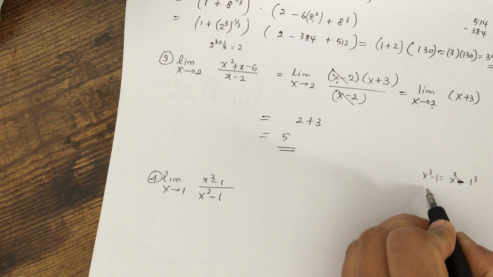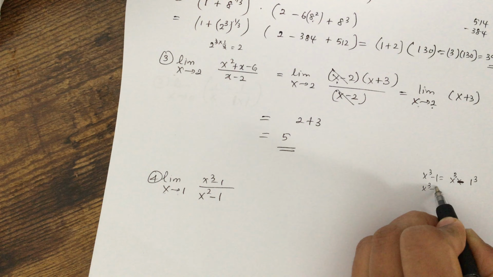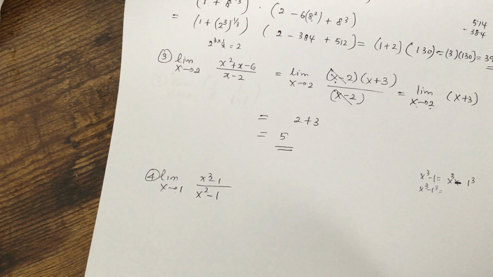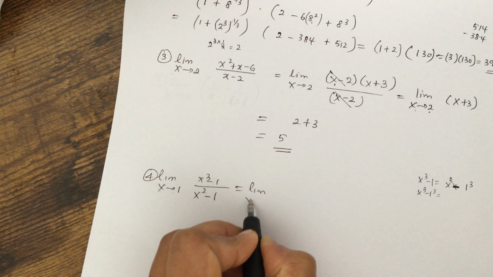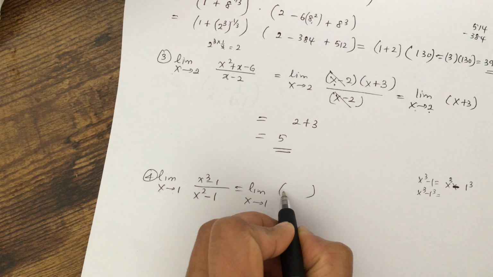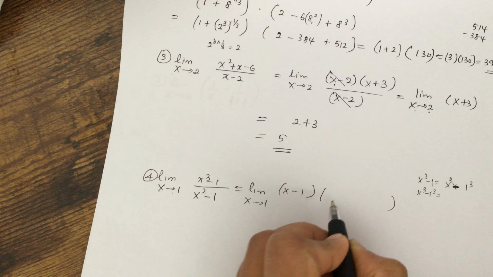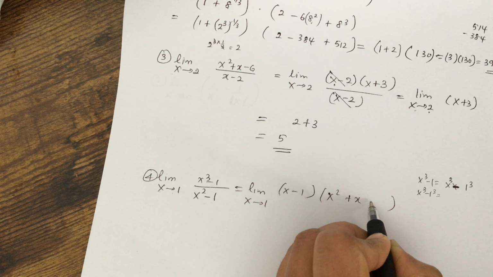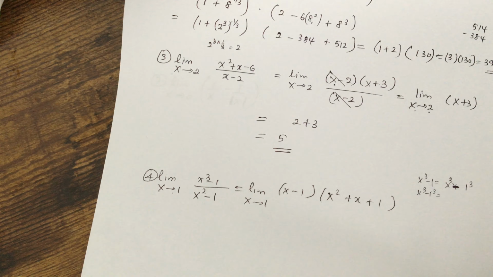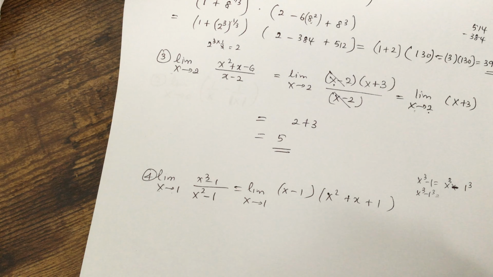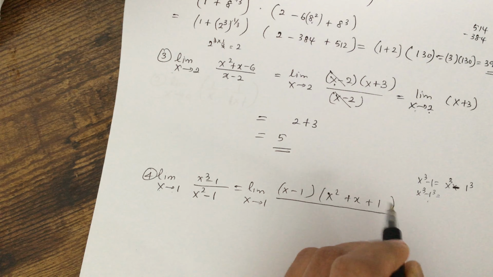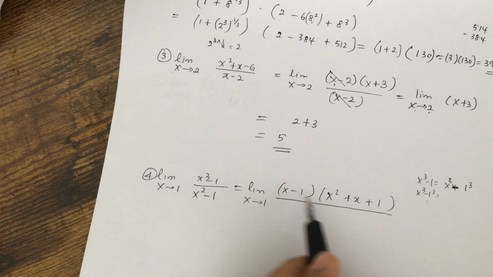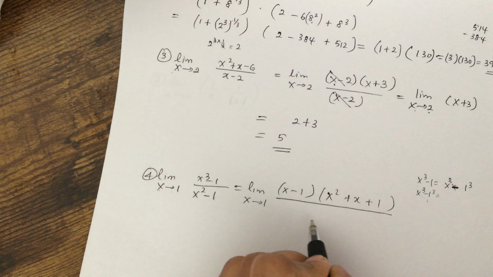How do you find the factors of this one? How do you write the factors for this? You can write x minus 1, and here you have x squared plus x plus 1, right? This is how you find the factors of this type of function, right? It's not a quadratic function, it's a cubic function. This is how you factor out this kind of cubic function.